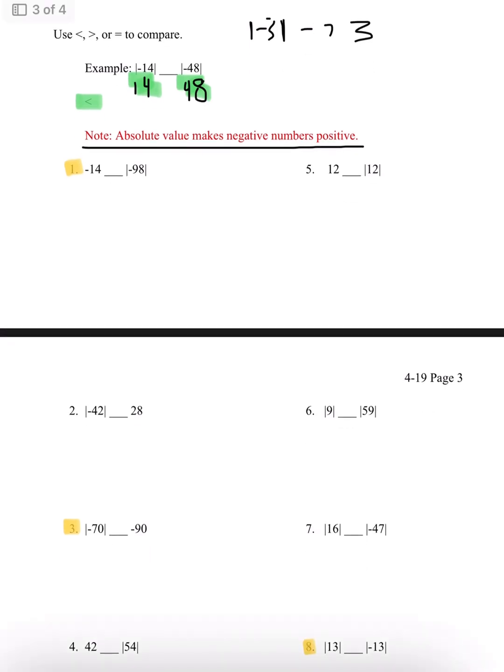I'll be going over number 1, 3, and 8. Number 1, we have negative 14 and negative 98. Don't forget the absolute value makes the negative numbers positive. So 98 will be turning into a positive 98. So the answer is negative 14 is less than negative 98 with the absolute values.